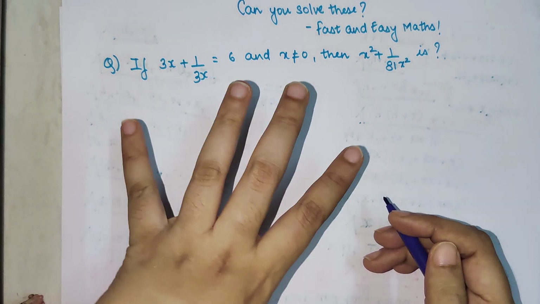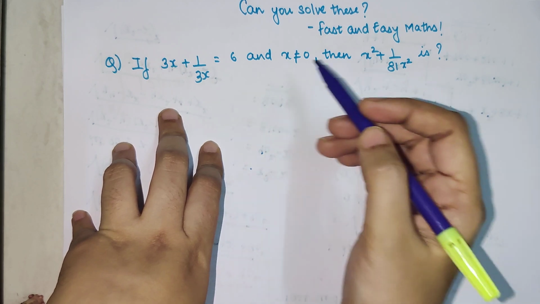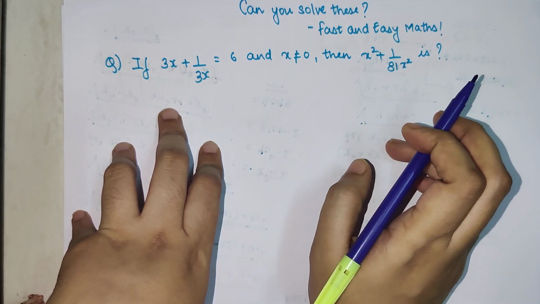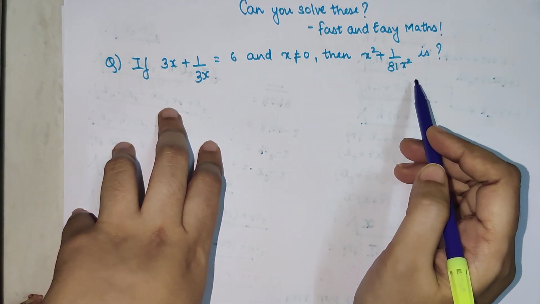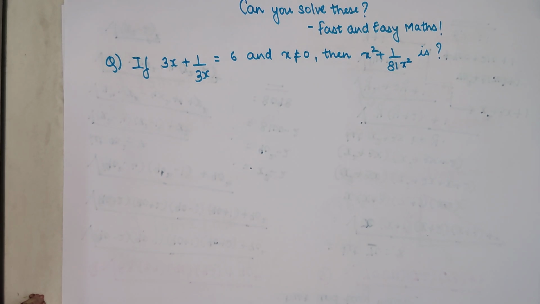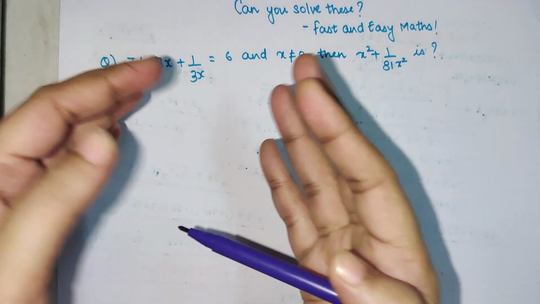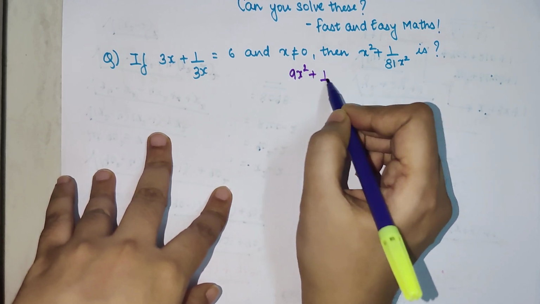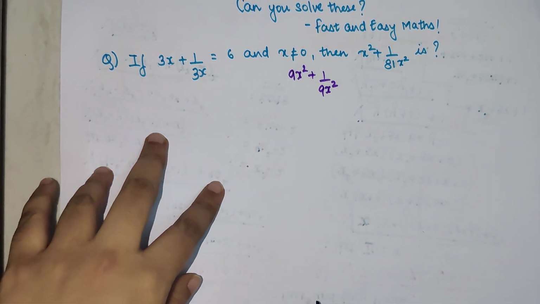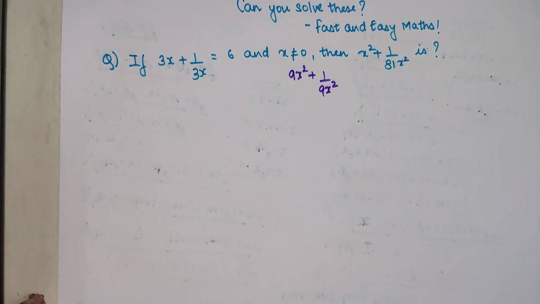So the first question is: if 3x plus 1 upon 3x is equal to 6, and it is given that x is not equal to 0, then find the value of x square plus 1 upon 81x square. Now I can understand why students could not solve this, because normally the question that follows is asking for 9x square plus 1 upon 9x square, right? But that is not what they are looking for. They're looking for x square plus 1 upon 81x square. So that is a little bit different than what we were expecting.